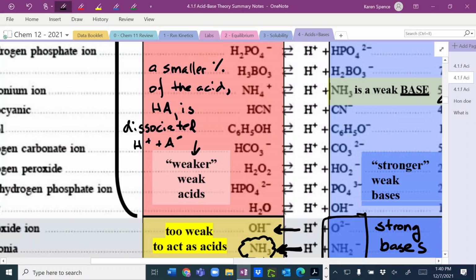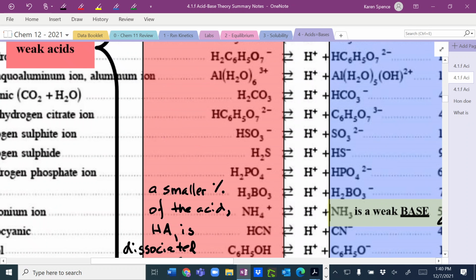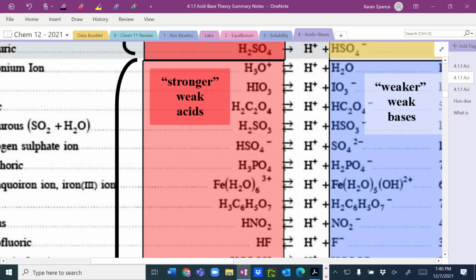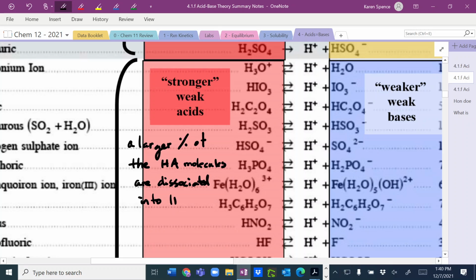As you go up the table, guess what? You have stronger weak acids. Oh, isn't that lovely? But what it means is that a larger percent of the HA molecules are dissociated into H+ and A minus.